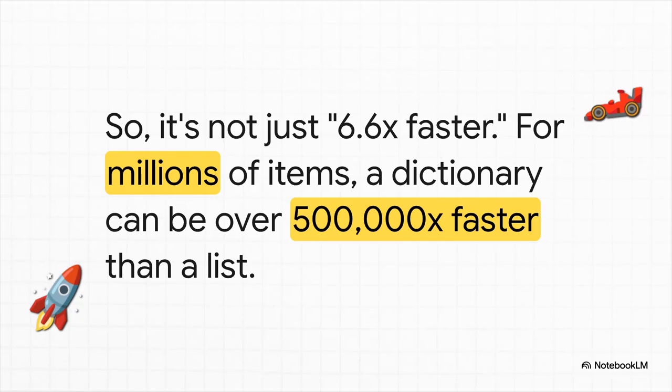And that's why that 6.6 times faster idea we heard earlier is just not the whole story. Not even close. For a really small list, yeah, a dictionary is a little faster. But when you get to millions of items, it's not 6 times faster. It can be over 500,000 times faster. That's the difference between your program finishing in the blink of an eye versus you waiting and waiting and waiting.